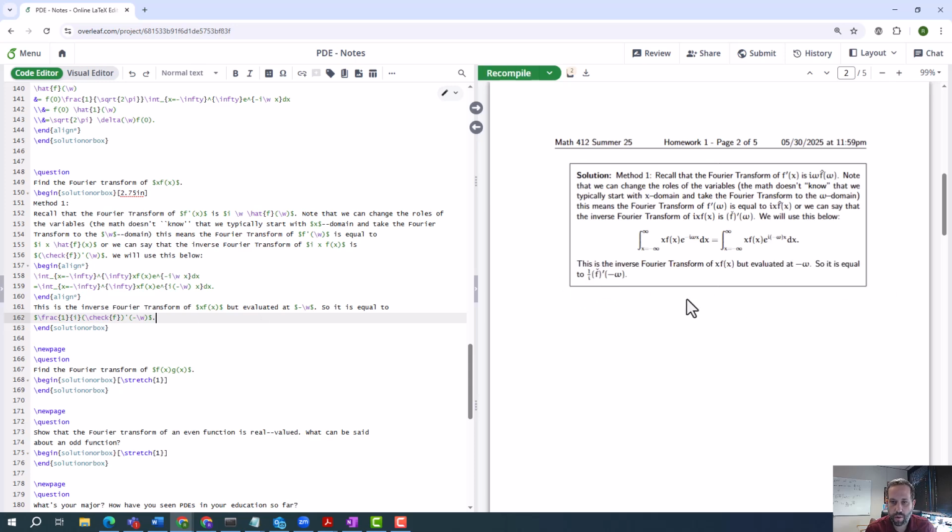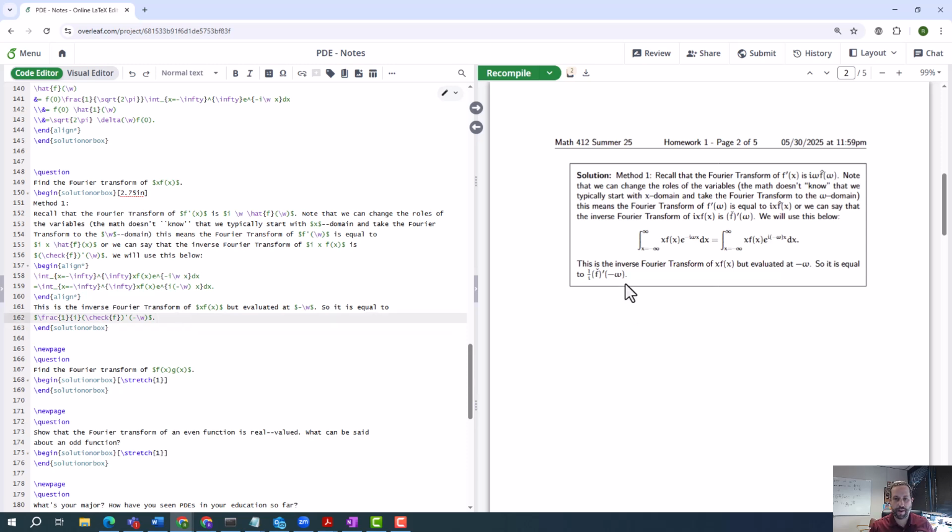Okay, so now we want to look through a couple of things. Again, the inverse Fourier transform of i x f of x is this. If I divide both sides of this equation by i, I get the inverse transform of x f of x is f check hat over i of omega. So that's what I have here. The only difference is instead of evaluating it at omega, I'm evaluating it at minus omega.